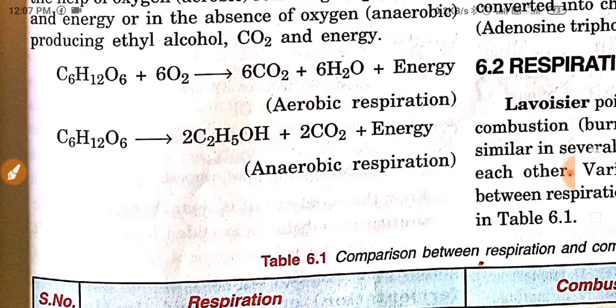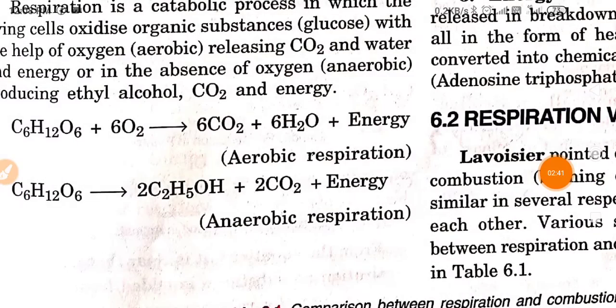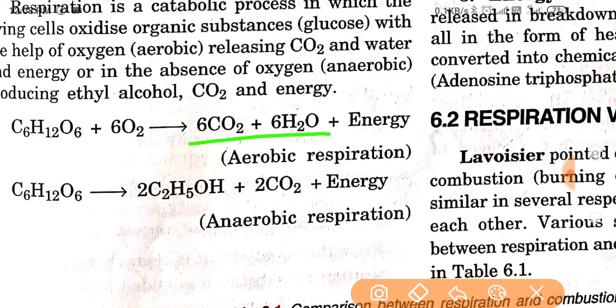So you can see in the equations that the products of aerobic respiration are carbon dioxide, water and energy released, but the final products are ethyl alcohol and carbon dioxide in the case of anaerobic respiration. And if we compare both processes, in anaerobic respiration energy is released in a much smaller amount.